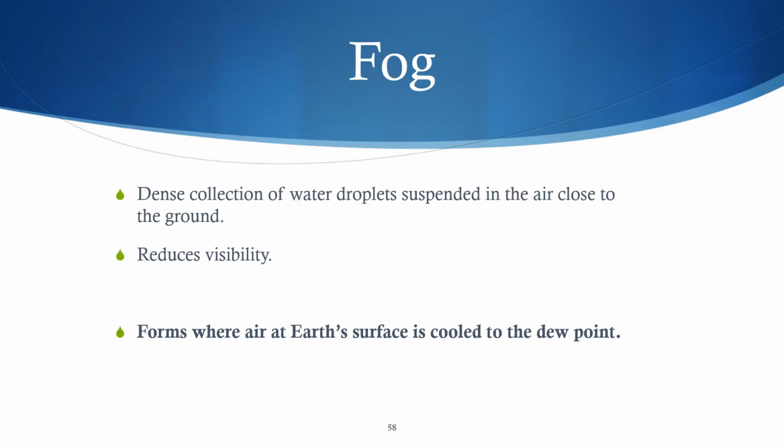Fog. Fog is basically just a cloud that forms close to the ground, reducing the visibility. If you'd like a little more professional sounding explanation, it is a dense collection of water droplets suspended in the air close to the Earth's surface.